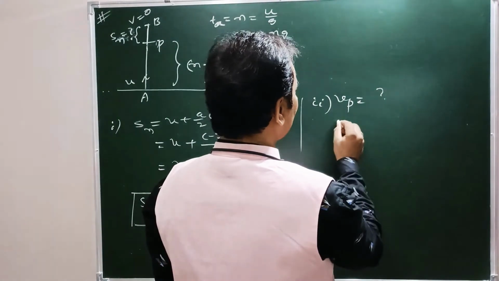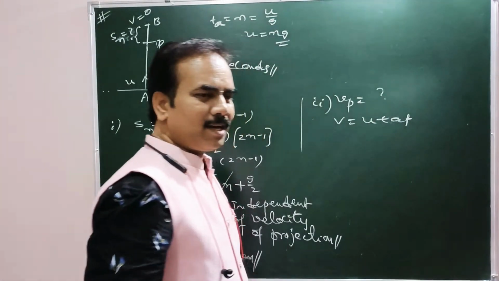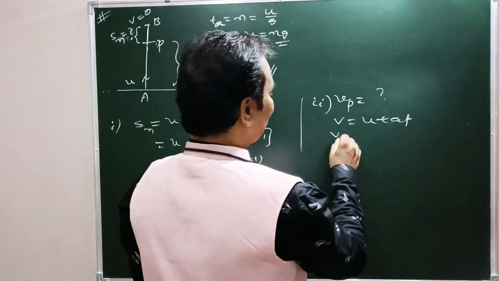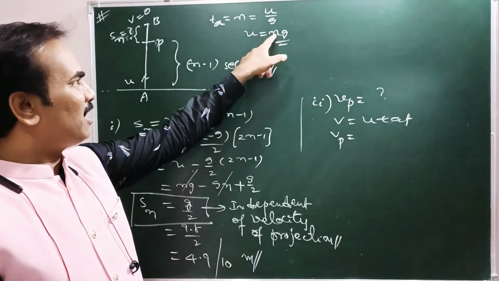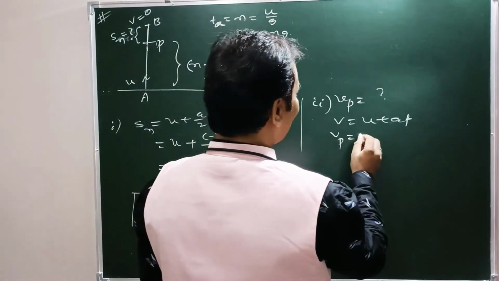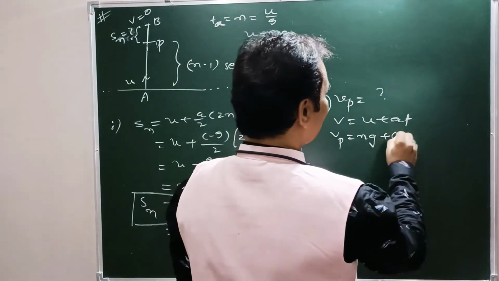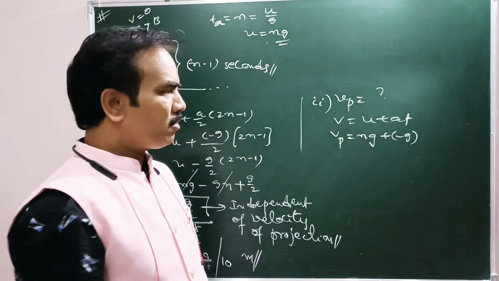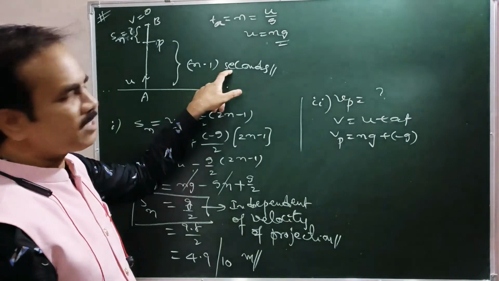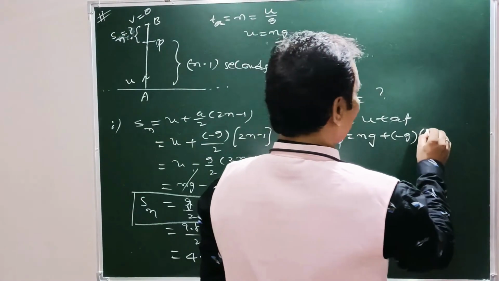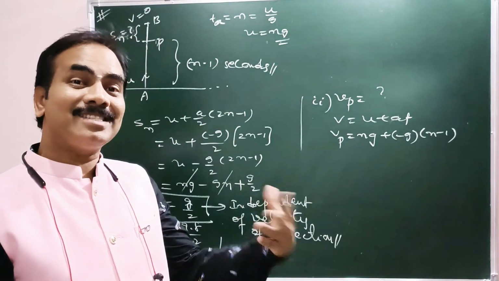So Vp is the question mark. You know that V equals U plus AT, where V means the velocity at P. What is U here? U equals Ng, or Gn. Plus A, which means minus G, since G is always downwards, so minus into T. What is T? From A to P, the time taken is n minus 1 seconds.